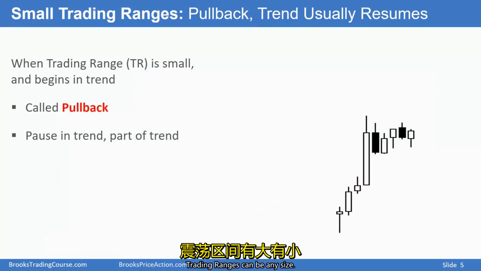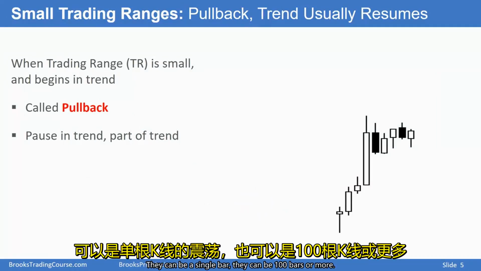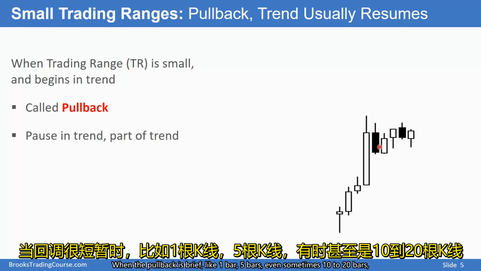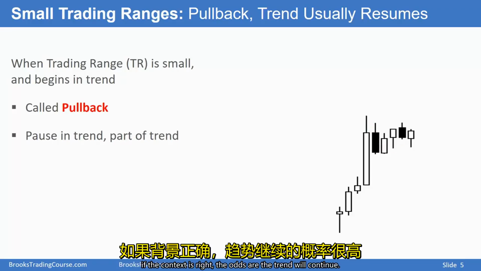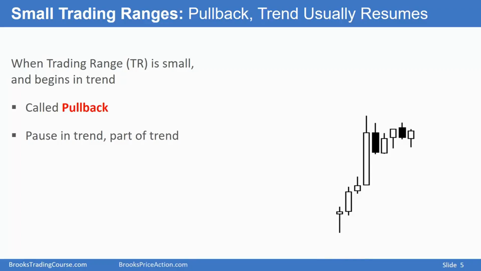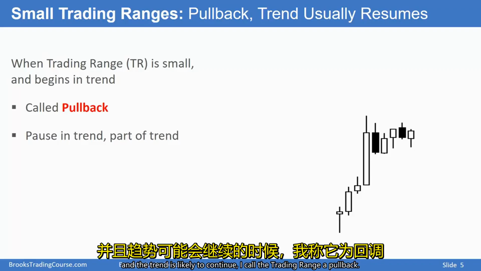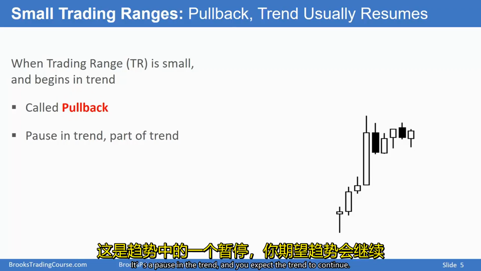Trading ranges can be any size. They can be a single bar, they can be 100 bars or more. When the pullback is brief, like 1 bar, 5 bars, even sometimes 10 to 20 bars, if the context is right, the odds are the trend will continue. When there's a trading range in a bull trend or in a bear trend, and the trend is likely to continue, I call the trading range a pullback. It's a pause in the trend, and you expect the trend to continue.